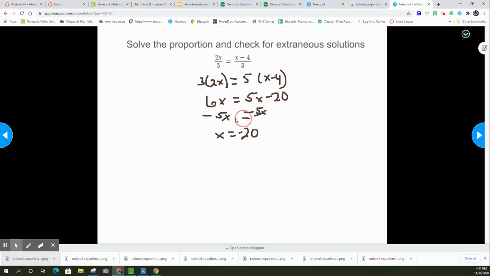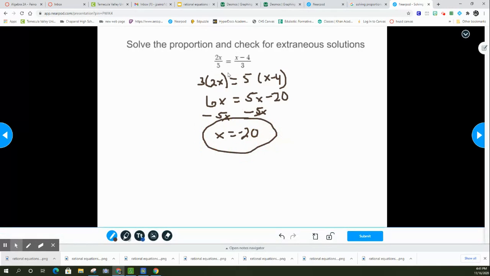And I don't have to check this one for an extraneous solution, again, because there's no variables in the denominator. So my domain was all real numbers to start here on both the left side and the right side. So I know all my answers will work there.